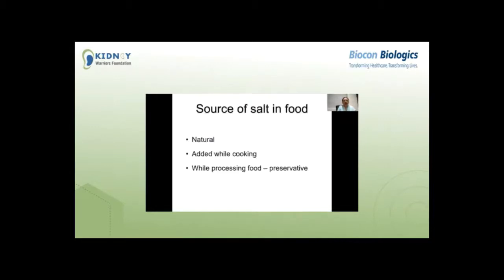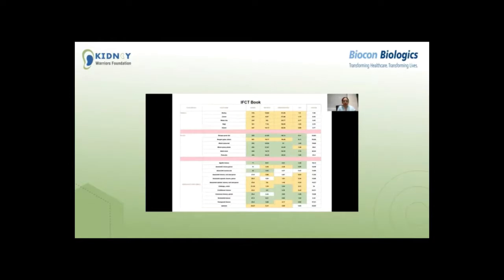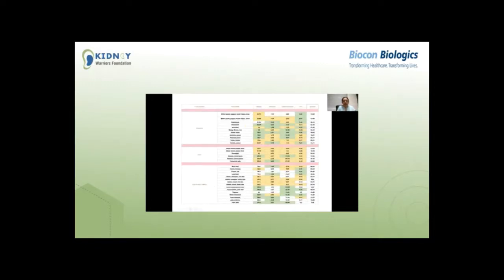Now, from where does this salt come? First thing, natural, because all foods that you have in your day have sodium naturally occurring. While we prepare food, we put salt, and even when we are using the preserved or the packet foods today, preservatives that are used are salts of sodium. So this is just to show you the nutritive value book, the IFCT book, whether you use cereals, pulses, vegetables, fruits, everything, the natural sodium is present naturally in all the foods.